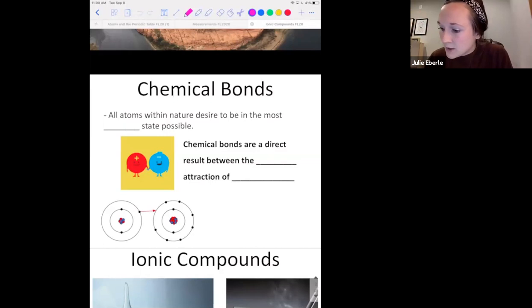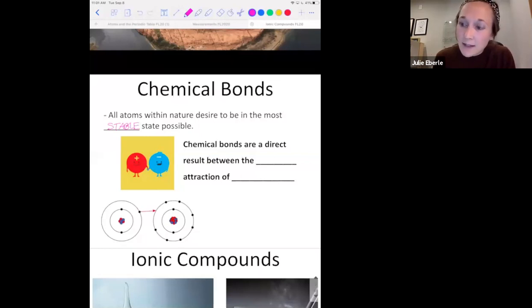Chemical bonds. What is a chemical bond? First off, the reason bonds exist is because all atoms within nature desire to be in the most stable state possible. We said the noble gases are atoms on the periodic table that are very stable, and that's why they really don't care to interact with anybody else on the periodic table. They're already stable. But every atom, every element desires to be stable, and sometimes if they're not inherently stable, they'll trade electrons, or they'll form chemical bonds to become more stable.